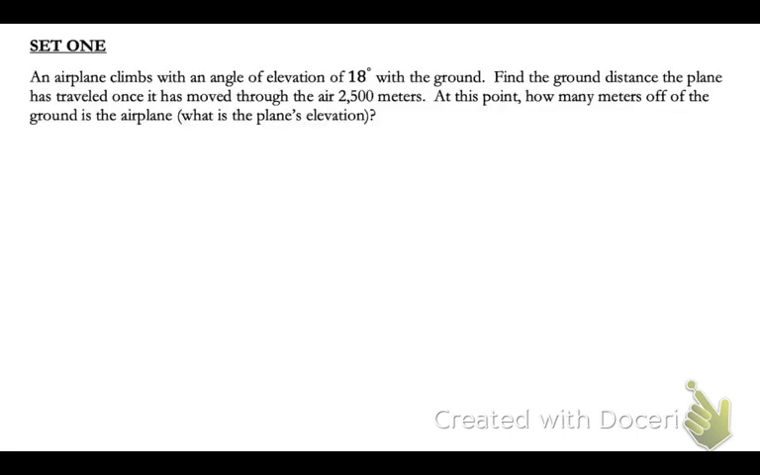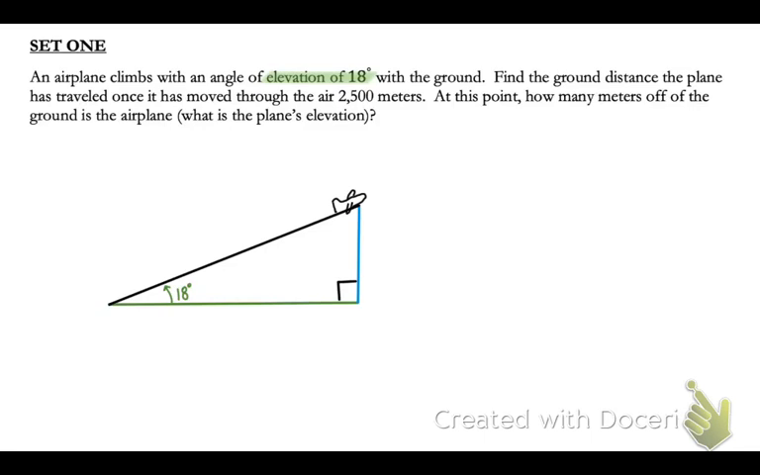So set 1 here is talking about an airplane. It tells you whenever we start this, we always want to start with a diagram. So we know we're going to have a diagram like this. We have a path of the plane, the ground distance, and the elevation. We're going to label the information they've given us. They told us that the angle of elevation is 18 degrees to the ground, which means if we're on the ground looking up at the airplane, that's 18 degrees.